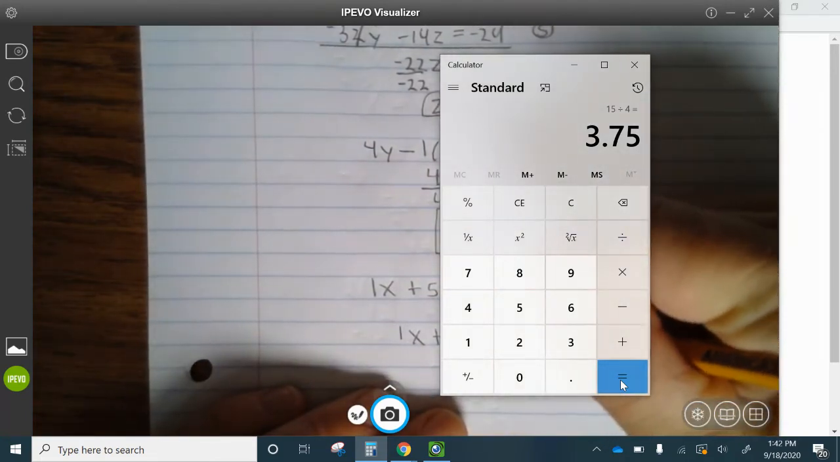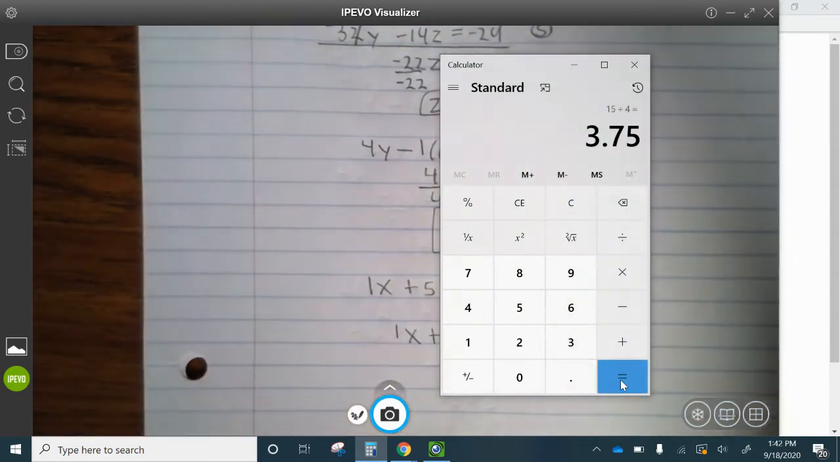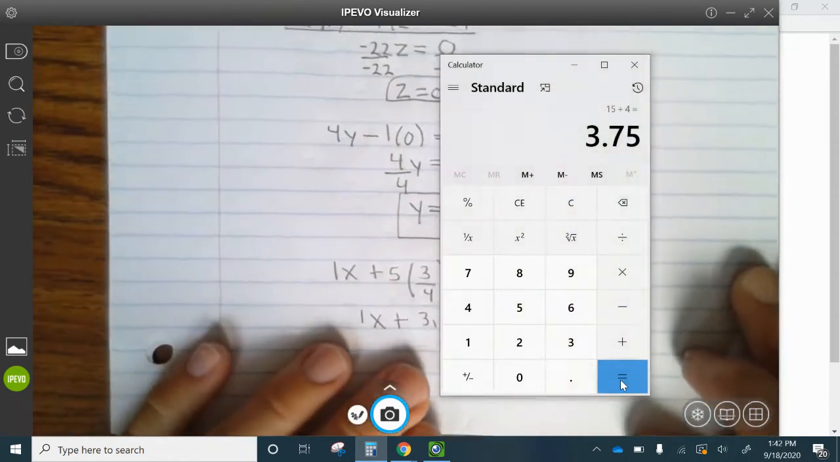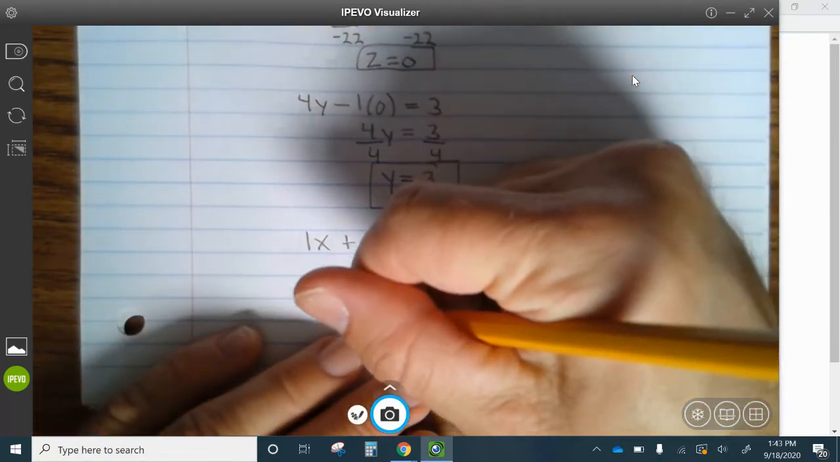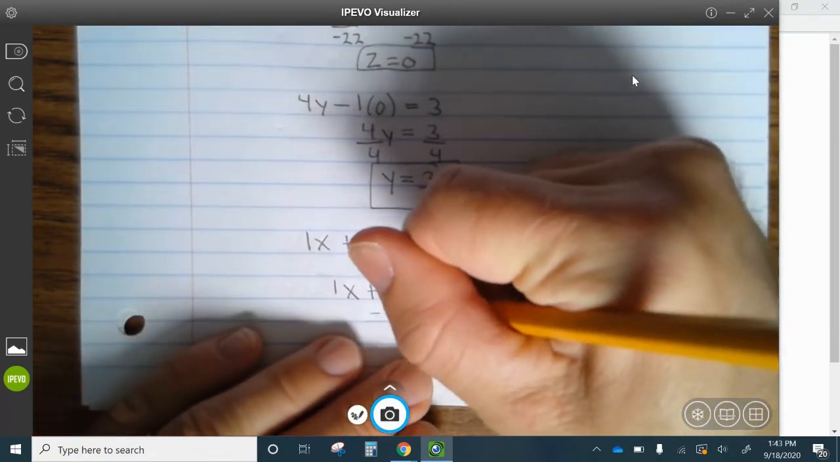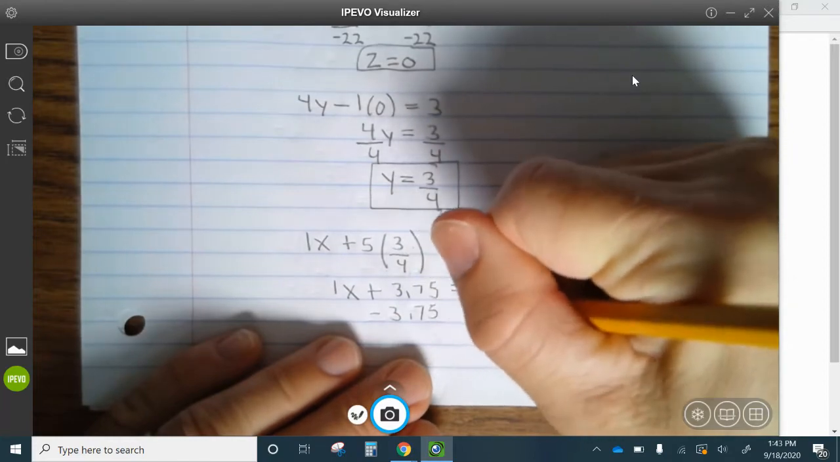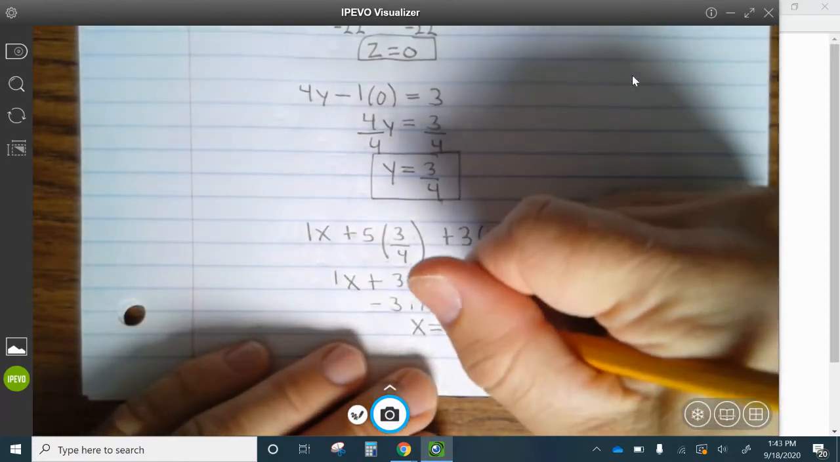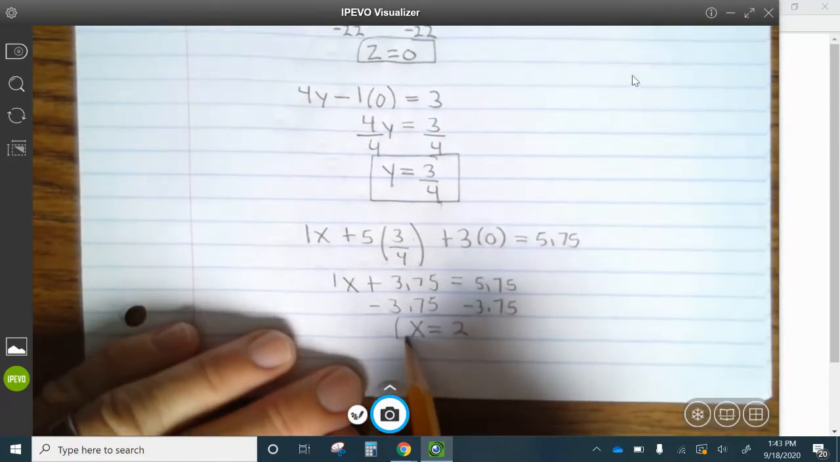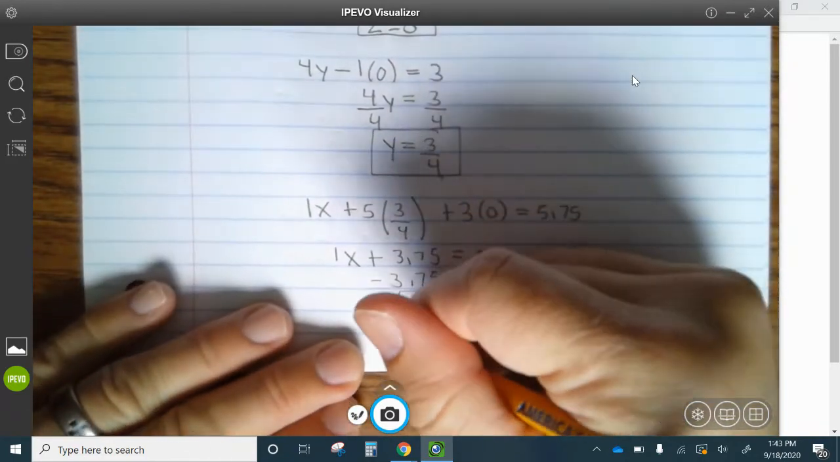Now all I have to do is subtract 3.75 from both sides. So x equals 2. So your answer is 2, 3/4, 0. Let's put that in our answer.